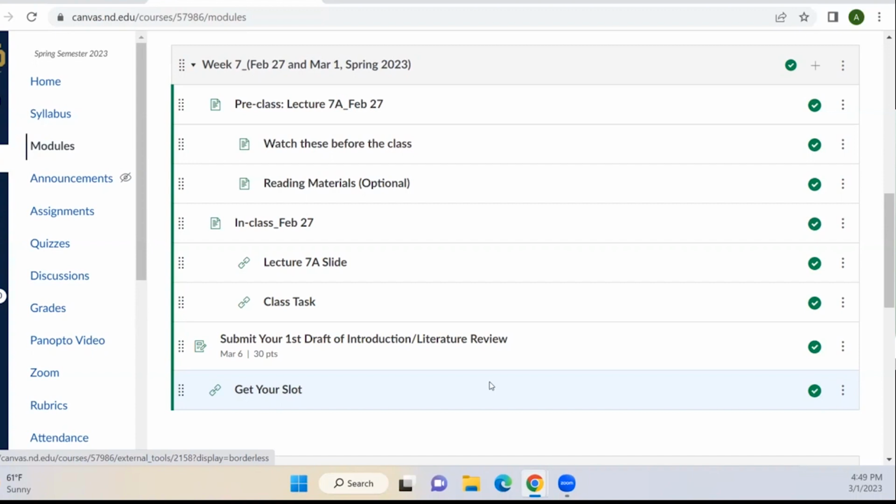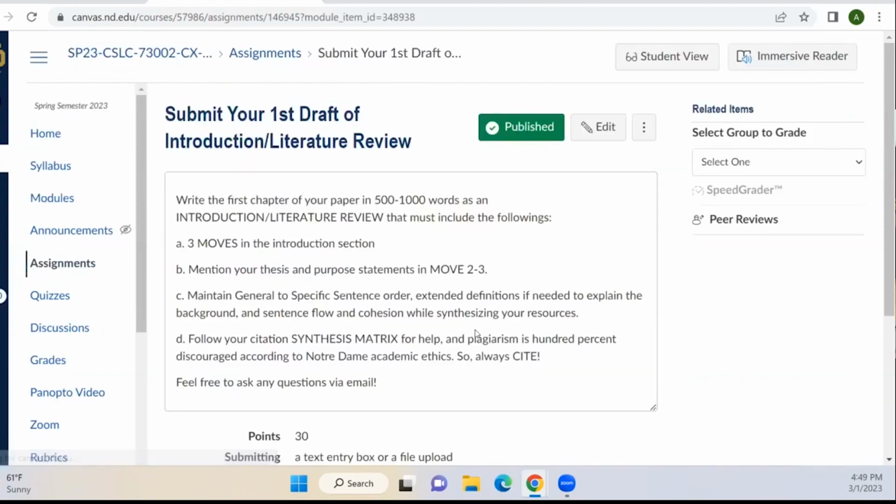If you click here, it will show you instructions, what I'm expecting from you. So let's say I'm clicking here. So here are the instructions. The 3 moves in introduction that we expect. Mention the background, the gap, occupy the niche, and whatever we have done so far. So you'll write at least 500 words. You can go max 1,000. I'm not expecting it, but if you do, I don't mind. Okay? And you can book your slot.